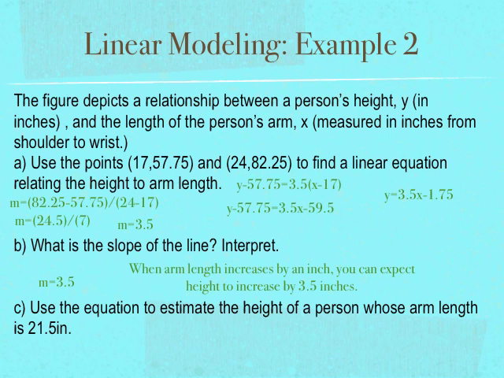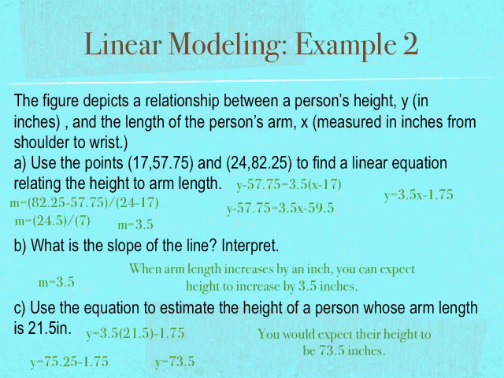Okay, use the equation to estimate the height of a person whose arm length is 21.5. Where do I put 21.5? Do I put it in for x or for y? Well, since x is the arm length, I put it in for x, do the math, and it comes out at 73.5. So I would guess that they're going to be 73.5 inches tall.